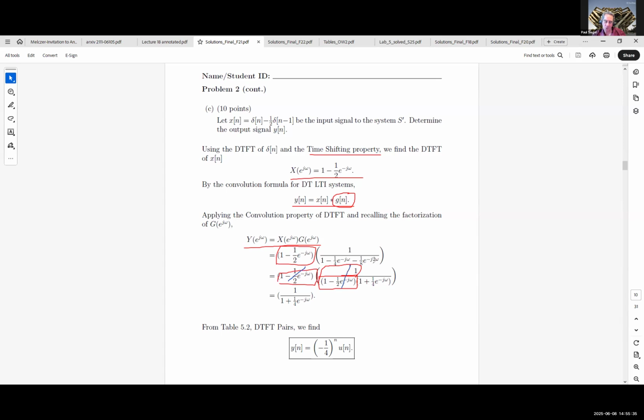And what we're left with is just 1 over 1 plus a quarter e to the minus j omega. That's our Y of e to the j omega. And now we can transform back using the inverse discrete time Fourier transform. So look up the pairs, and it turns out to be this guy, minus a quarter to the nu of n. Okay, so that's kind of a standard type of DTFT problem.